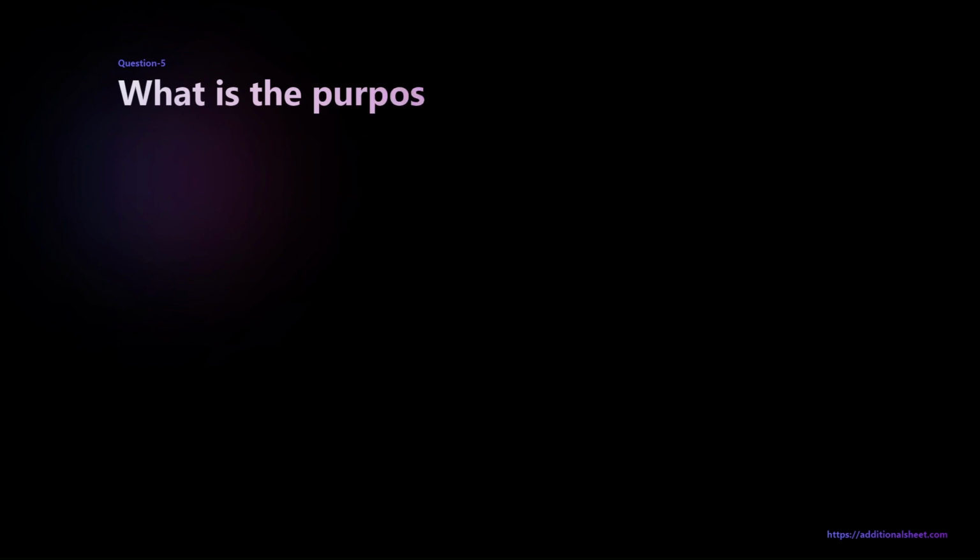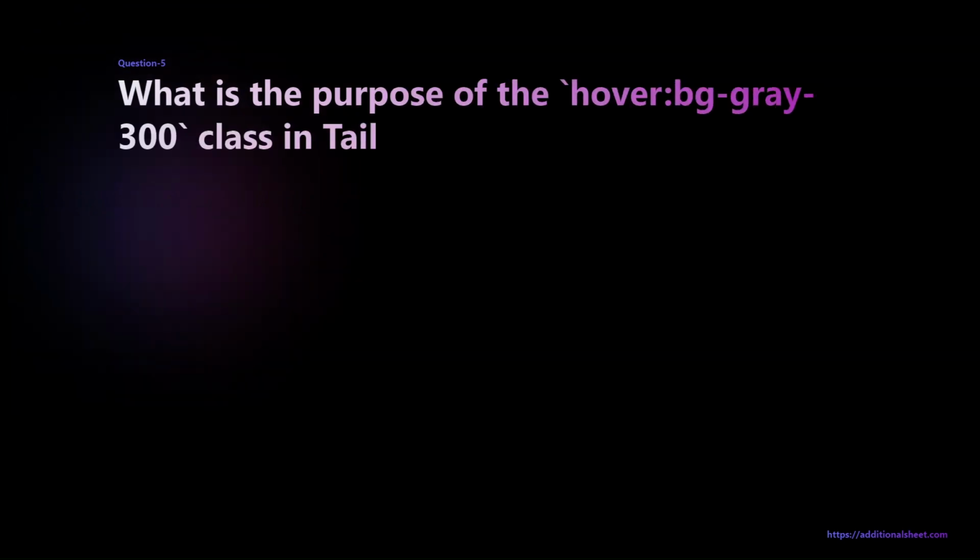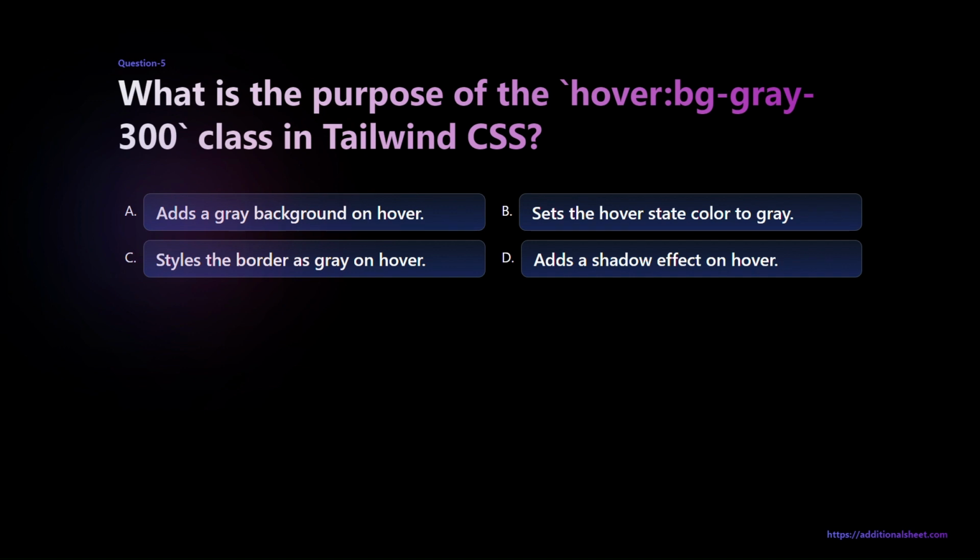What is the purpose of the hover:bg-gray-300 class in Tailwind CSS? Option A, adds a gray background on hover. Option B, sets the hover state color to gray. Option C, styles the border as gray on hover. Option D, adds a shadow effect on hover. The correct answer is option A, adds a gray background on hover.